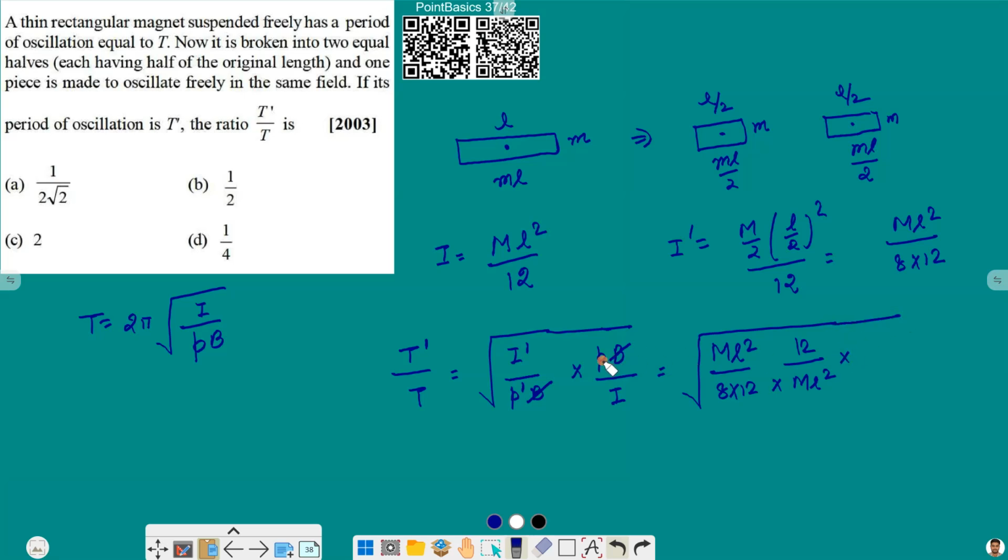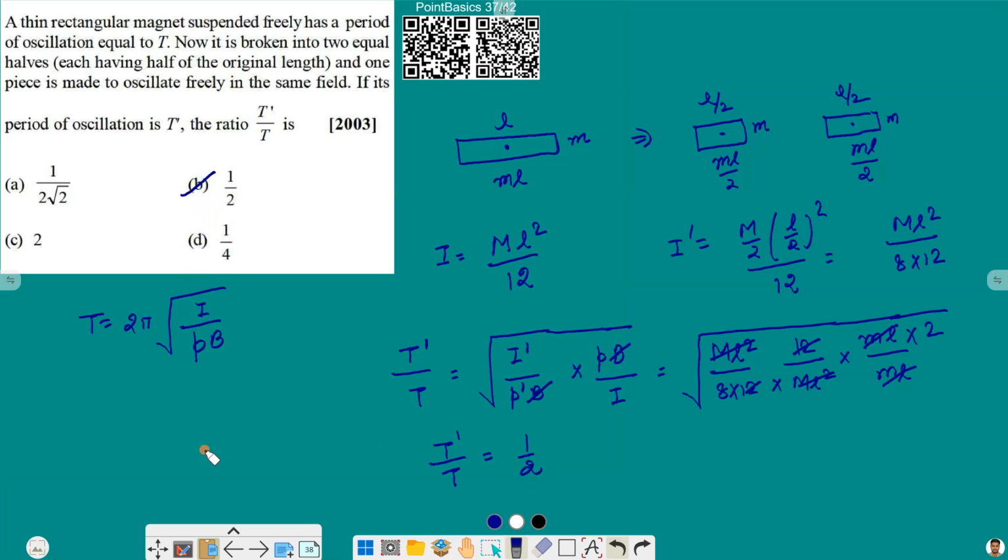Now P is the magnetic dipole moment of the original magnet, that is small m into L, and P dash is the magnetic moment of the half of the magnet, that is ml by 2. So ml gets cancelled, L square gets cancelled, 12 gets cancelled. So we are left with 2 by 8 or 1 by 4. Under root 1 by 4 will be 1 by 2. So T dash by T will be half. Option B will be the right answer.